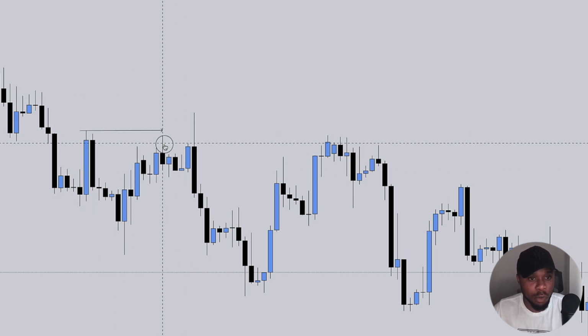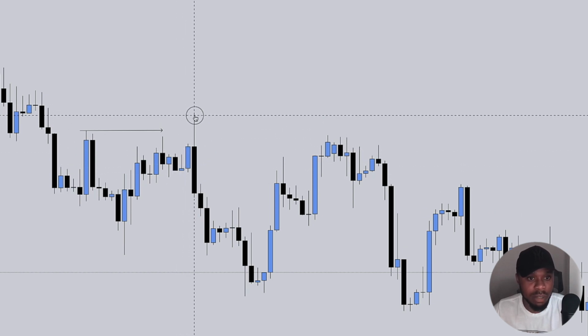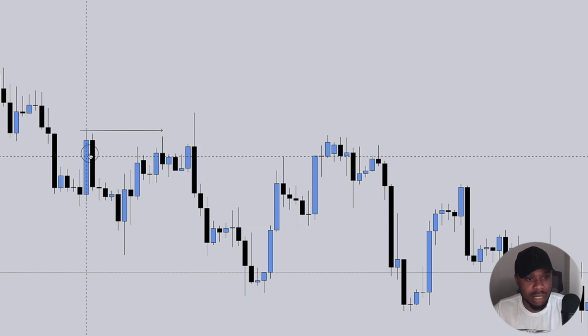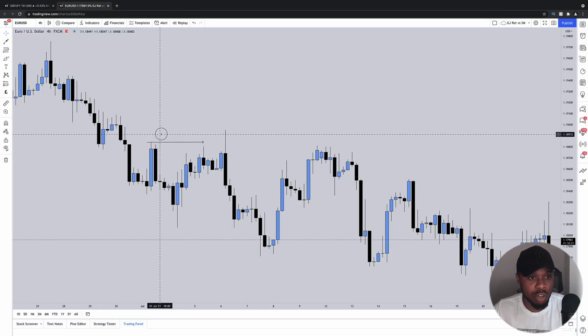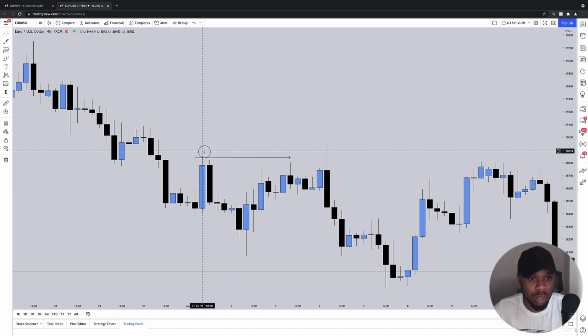But look what happens. Before price moves down, as you can see, they run out liquidity first and then they move. Price basically created one high, another high, didn't beat the high, generated more liquidity in this area over here, generated more liquidity in this area over here, came up again, did not beat the high again, generated more liquidity up here. They actually created equal highs.